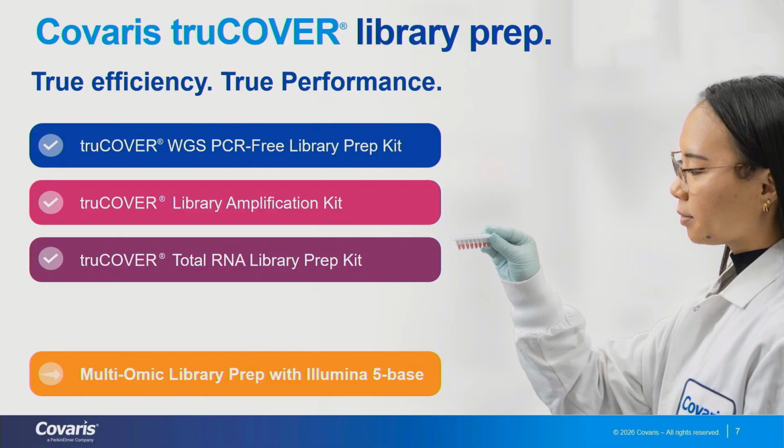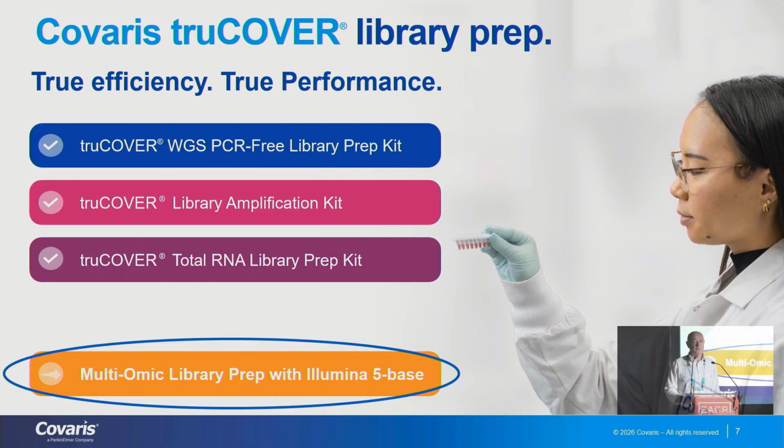For short-read sequencing, Covaris has during the last year introduced library preparation solutions for whole genome sequencing as well as for RNA sequencing. These can be used for any material, but we have optimized workflows for FFPE DNA as well as from FFPE RNA. And now, latest here, we have also the multi-omic library prep with Illumina 5-base, and that's what we're going to focus on now. So I leave this to Nadia.